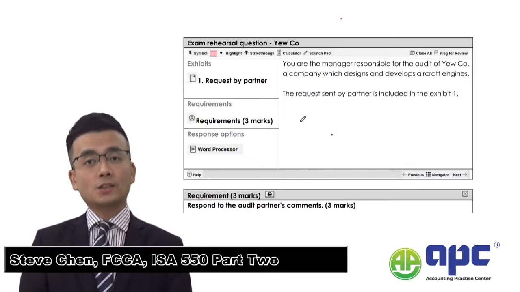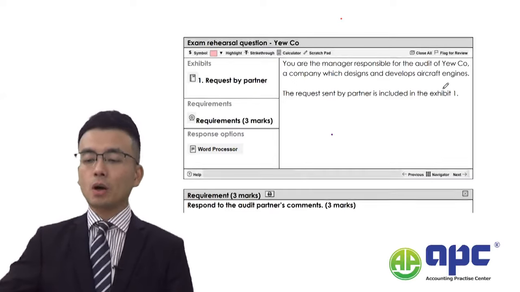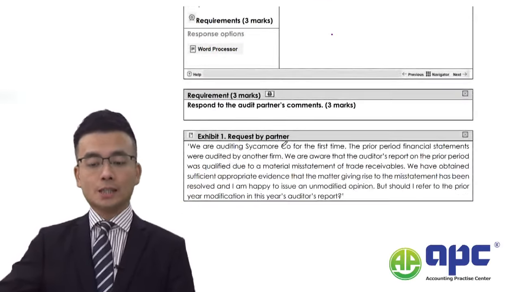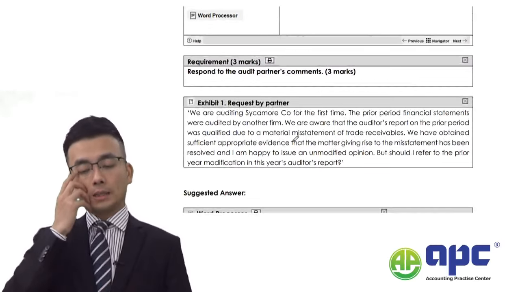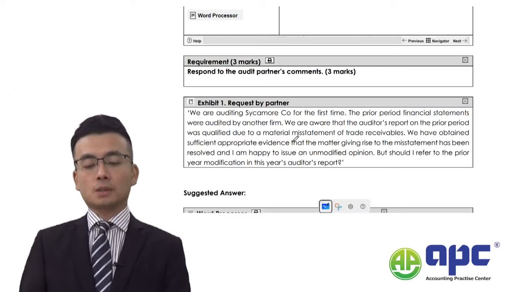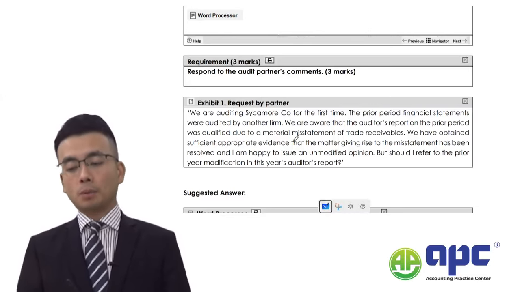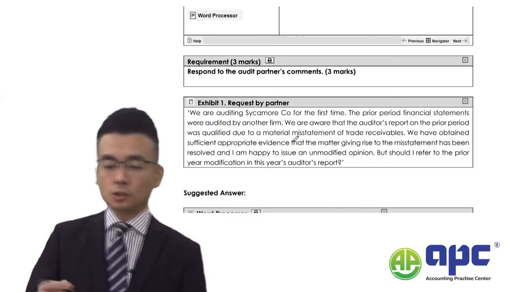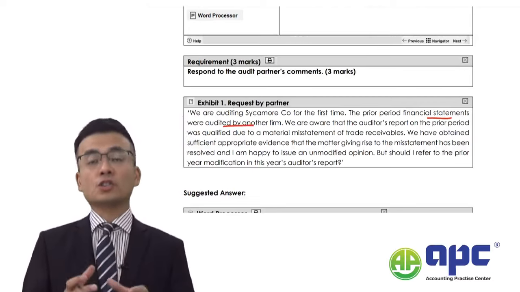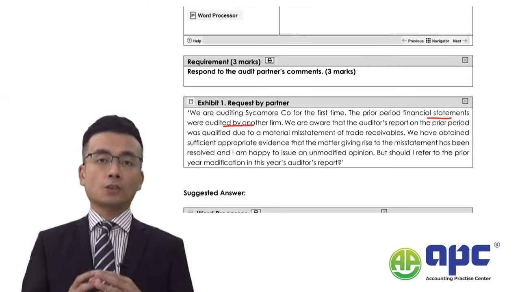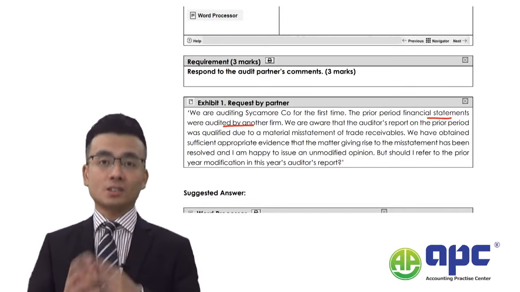Welcome to this case study going through the ISA 700 [ISO 17]. We're required to audit the Yew Co and respond to the partner's comment. The partner says we are auditing the company for the very first time, and the prior period financial statements were audited by another firm. So in other words, this is not the first time that the client's company is subject to audit, but it's the very first time that we audit this client.